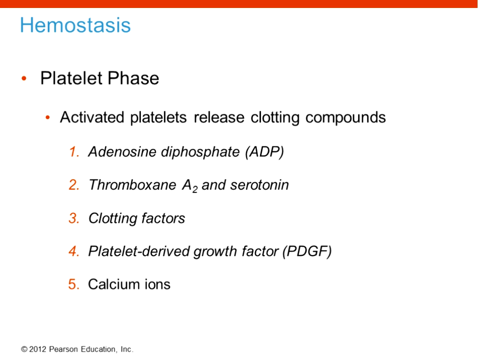In the platelet phase, we also have certain compounds that are released. When we were in the vascular phase, we talked about how those endothelial cells release local hormones, ADP, tissue factor. The platelets are also going to release ADP. They're going to release serotonin and thromboxane A2. They're also going to release various different clotting factors. They'll also release platelet-derived growth factor and even calcium ions.